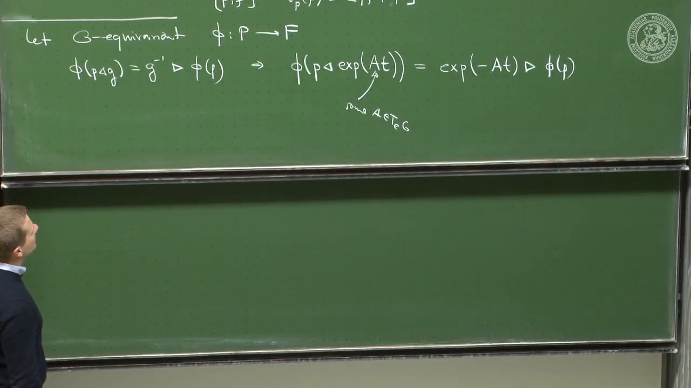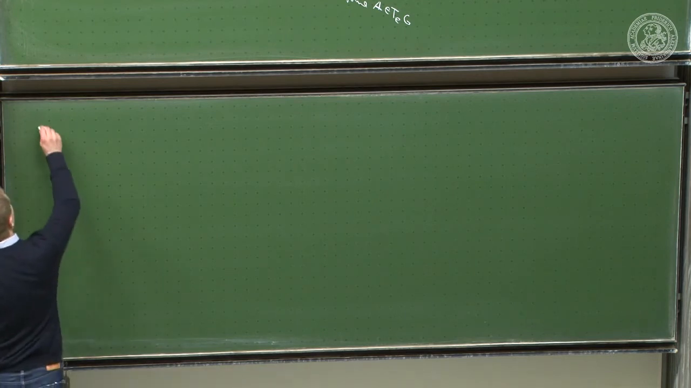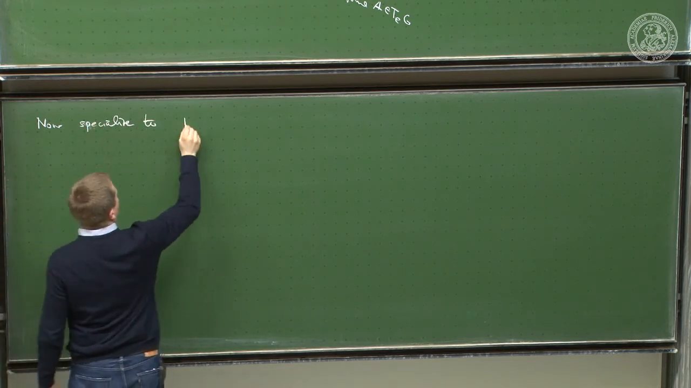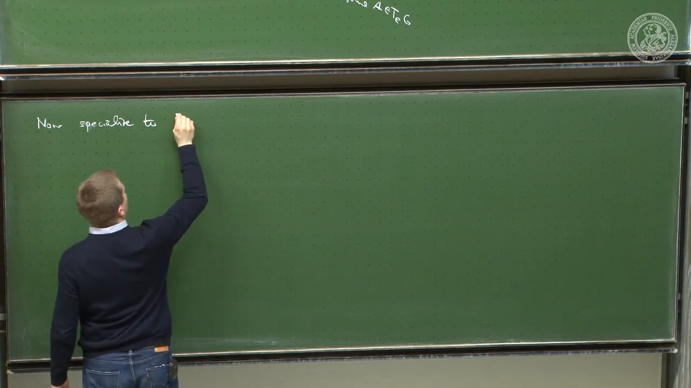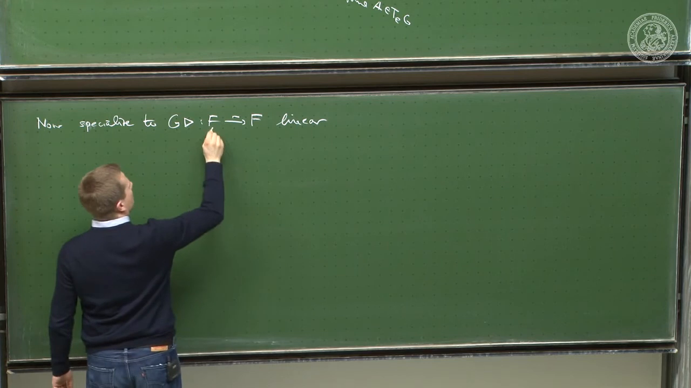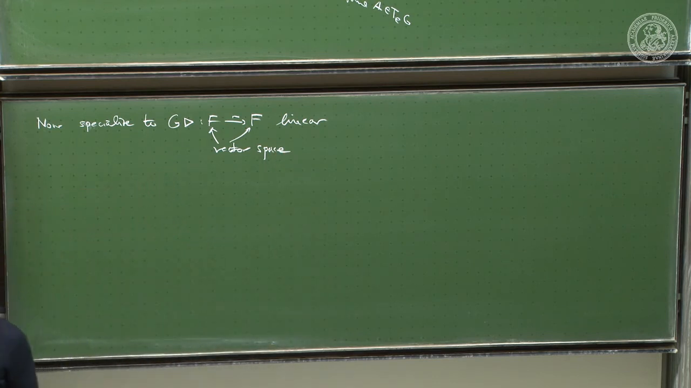So what do we want to do with this? Well, we want to look at the derivative of this. And what we're also going to say now is that we look at linear left actions. That will be important. So now specialize to the left action by G from F to F being linear. And of course, that statement only makes sense if the F is at the same time required to be a vector space. So the theorem we just proved has nothing to do with that. We didn't use any vector space property of F, but now we're going to use it. So now we specialize to linear action.